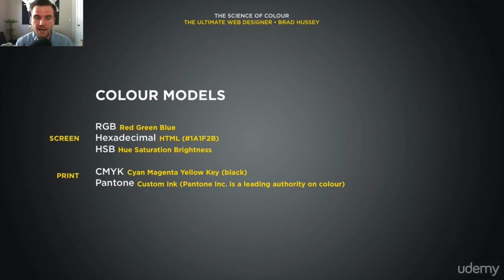And for print, we have CMYK, which stands for cyan, magenta, yellow, and key, or black. And these are the primary ink colors. And Pantone is a custom ink. Pantone ink is a leading authority on color.